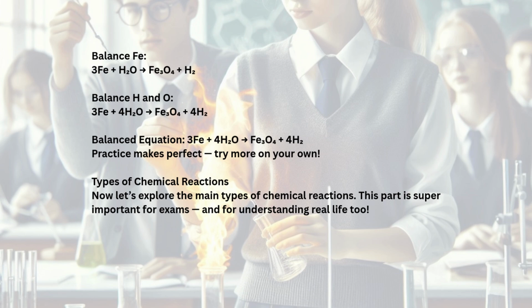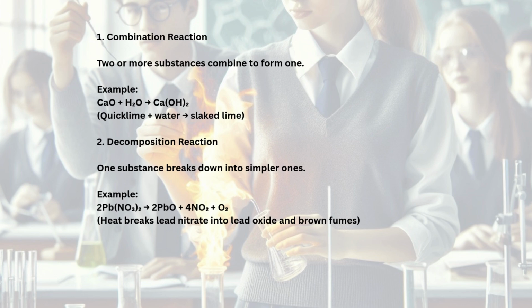Next, types of chemical reactions. Now, let's explore the main types of chemical reactions. This part is super important for exams and for understanding real life too. Number 1. Combination reaction. Two or more substances combine to form one. Example: CaO plus H2O gives Ca(OH)2. Quicklime plus water gives slaked lime.